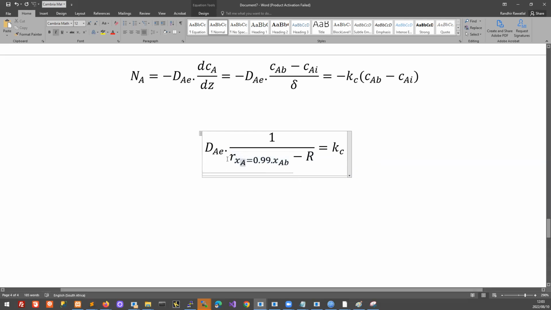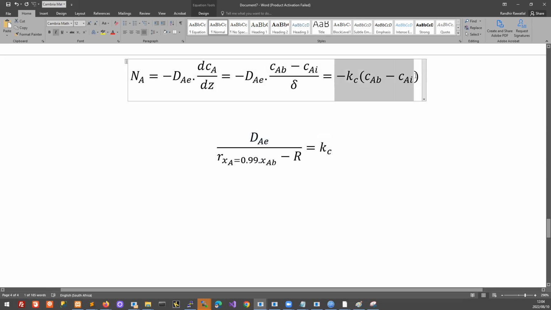So R at this specific position minus the radius of the particle, that's an indication of the thickness of the film. So all we need to do is take the diffusivity that we were given and divide it by the film thickness, and that will be a good estimate for the mass transfer coefficient. And then we can use a nice simpler form like this. Okay, any questions or comments on that?